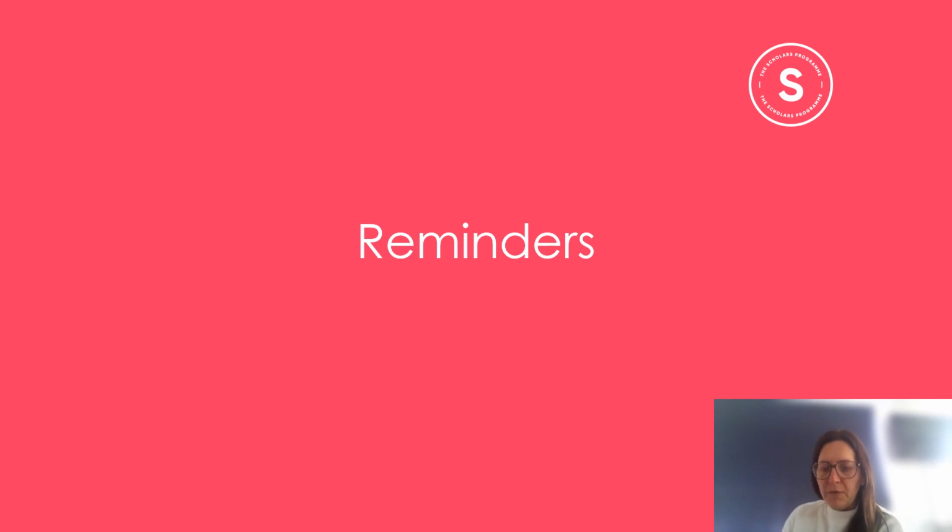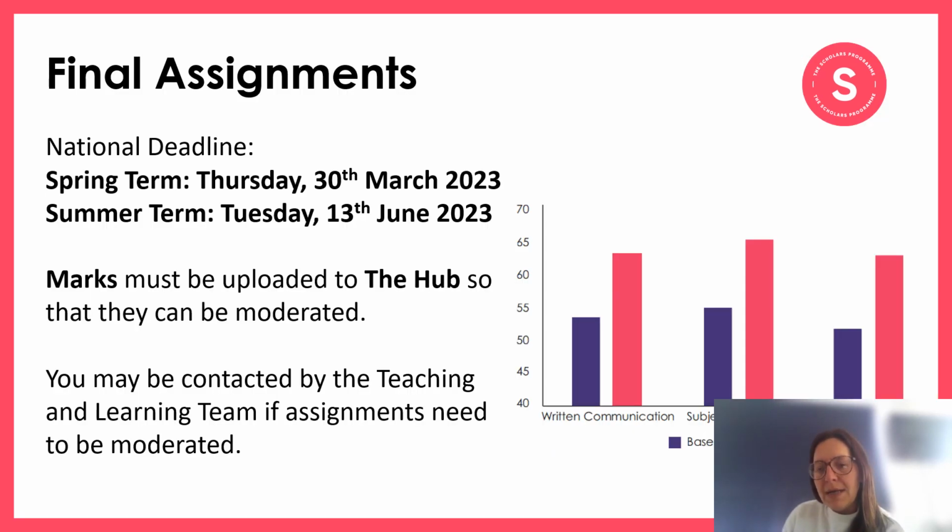So, just a couple of reminders then. The final assignment, our national deadline for final assignment marks is the 30th of March for spring and the 13th of June for summer term placement. Marks must be uploaded onto the hub by that date so that they can be moderated. If for any reason you are unable to make that date, you must please let your programme officer know so that they can support you and make sure that tutorial 7s can go ahead as quickly as possible. Once you've uploaded those marks, you may well be contacted by the teaching and learning team if we do need to moderate any of those assignments.